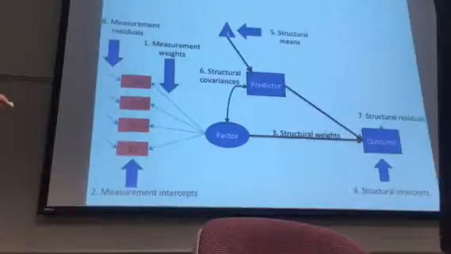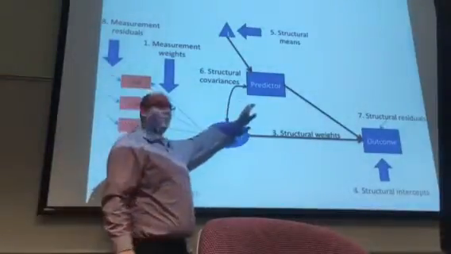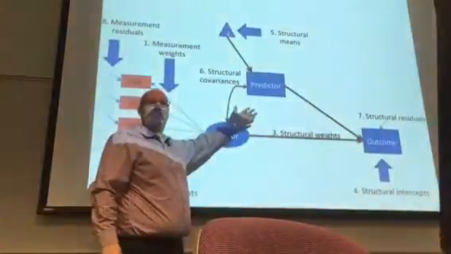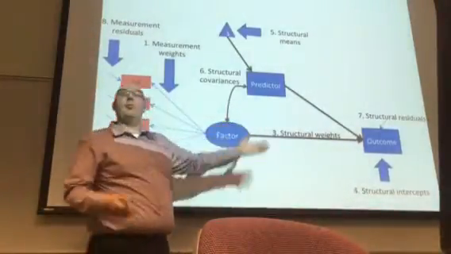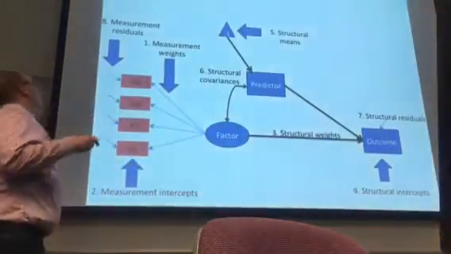Weights are these regression paths. You want to know, are the outcome means different? The structural means. And then the covariances. Sometimes we don't really care whether the correlation is the same between two groups or not, but it's a way that they can differ.